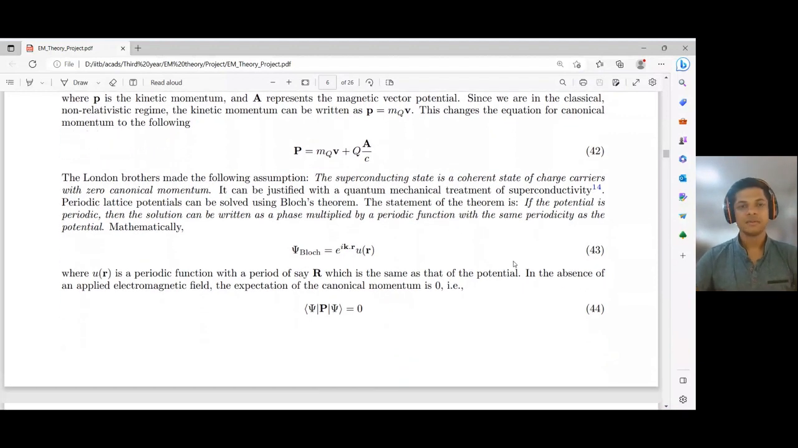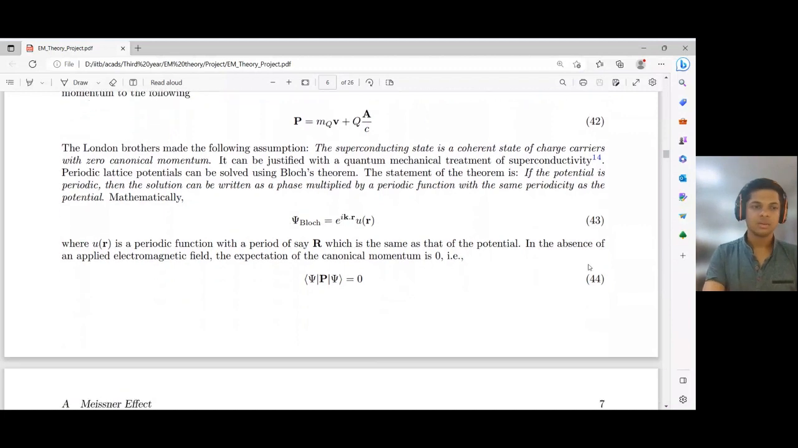It starts with a very well-established theorem in condensed matter physics and semiconductor physics known as Bloch's theorem. It states that if we have a periodic lattice potential, the solution to the Schrodinger equation can be given as such. Psi Bloch represents the Bloch wave function. It is equal to e to the i k dot r times u of r, where u of r is a function with the same periodicity as the potential, capital R vector in this case. Now, in the absence of the electromagnetic field, the expectation value of the canonical momentum is zero. Here, P vector represents the canonical momentum operator.